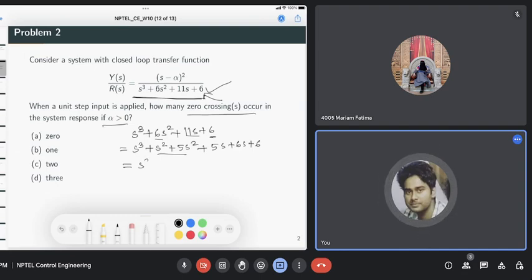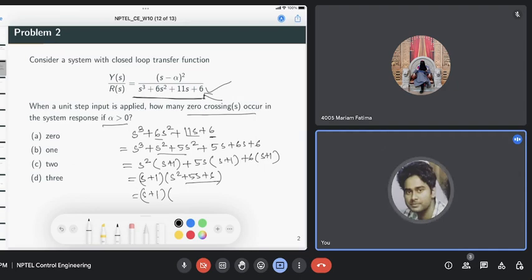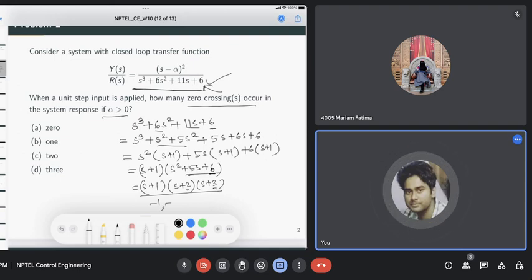I can take common s squared from this, so we have s plus 1. This is again 5s, I can take common, so it will be s plus 1, and plus 6, I can take common, so s plus 1. So it will be equal to s plus 1 times s squared plus 5s plus 6, and again I can factor the quadratic form as s plus 2 times s plus 3, right? So 2 plus 3 will be 5 and 2 times 3 multiplied will be 6, so this is the factor.